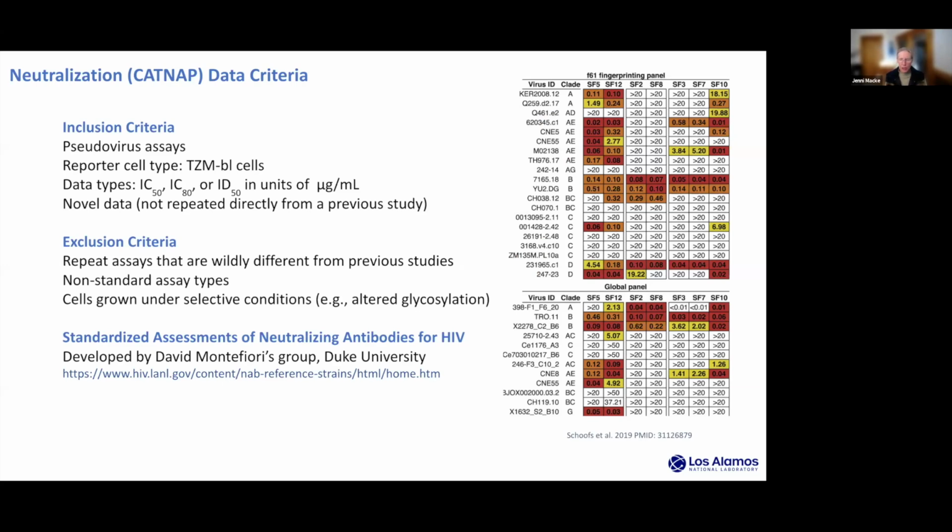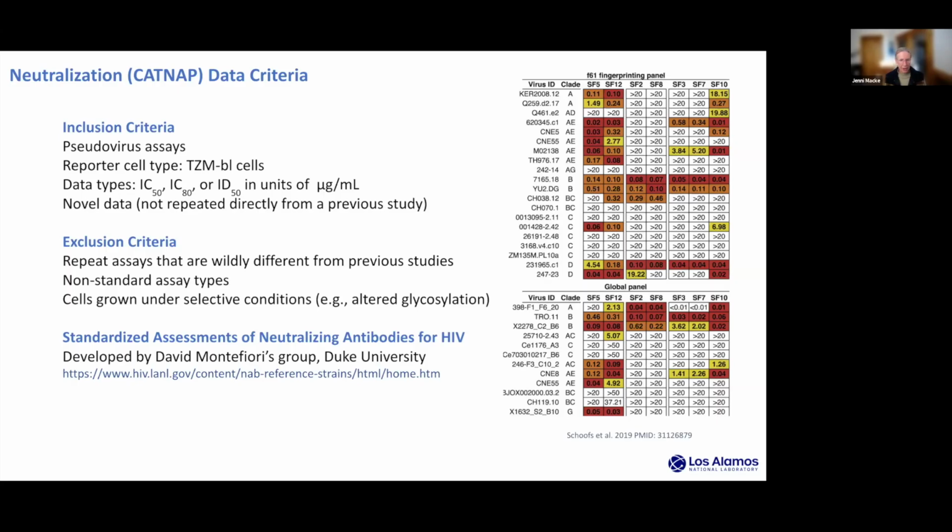We would exclude assay values that seem very, very different. So sometimes they will be assaying a virus that has an antibody and a set of viruses that was previously studied, and their values are just completely different. We would rule that out. We don't take non-standard assay types or assay cells that were grown under selective conditions.